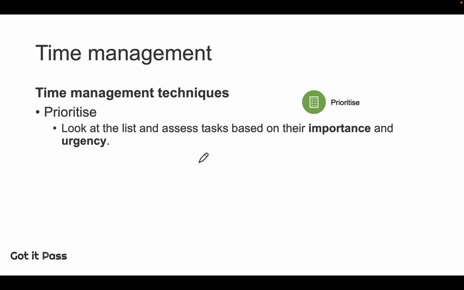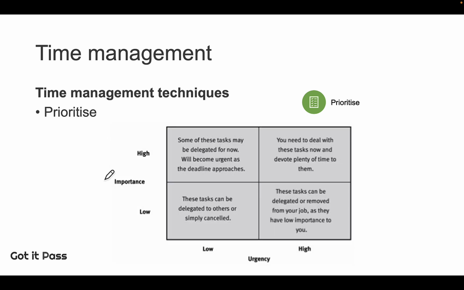Look at the list that you make and assess tasks based on their importance and urgency. So I highlight two keywords here. Tasks can be distinguished by importance and urgency. Like in this table, you have tasks that are very important to you or to others, and some tasks that are very urgent, which you cannot delay. So you have this matrix for you to think about whether your task is of high or low importance, as well as whether it has high urgency or low urgency.